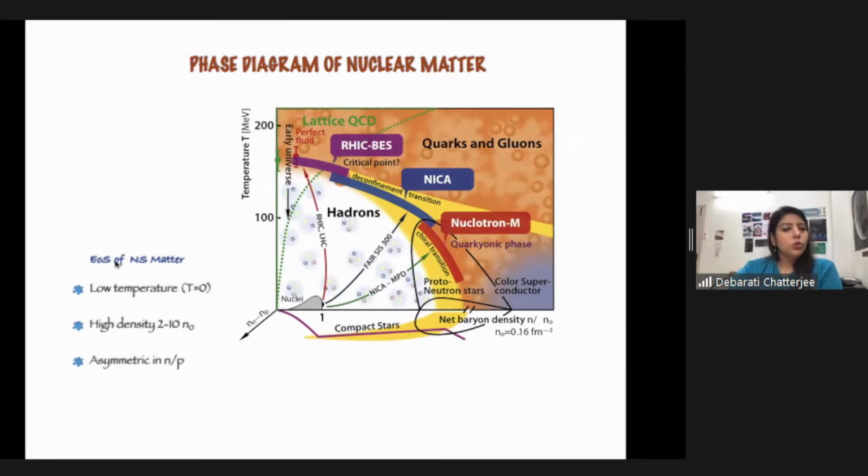So for neutron star matter, we need an equation of state that is at low temperature, so T equal to 0. It is at high density, which is 2 to 10 times saturation density. And the other thing is this third axis that you see here. This is the difference between neutron and proton number. This is called asymmetry. Okay. So now you see that these heavy ion collisions, or nuclear experiments, all have the same number of neutrons and protons.